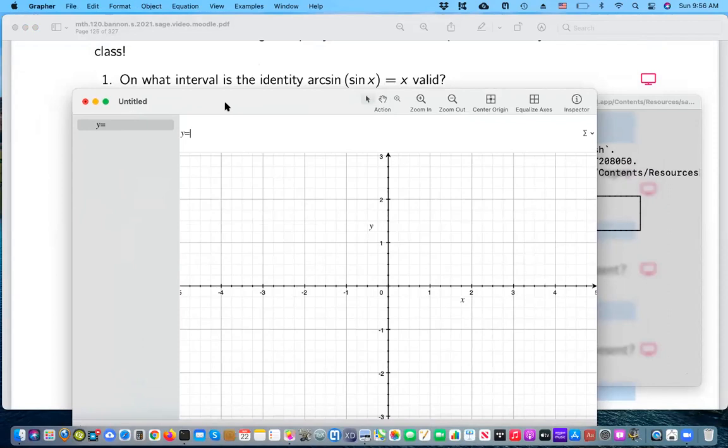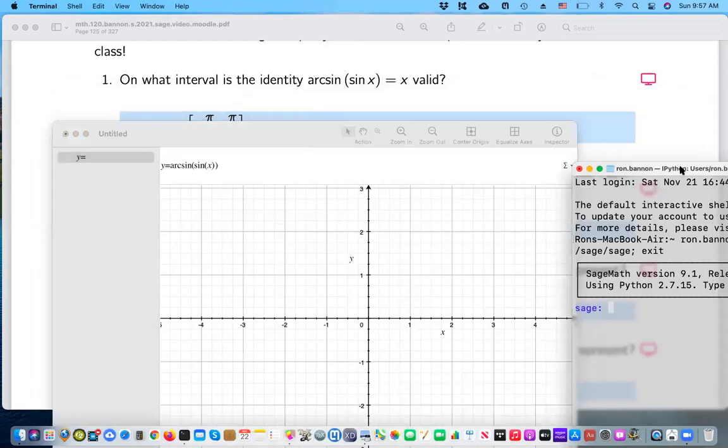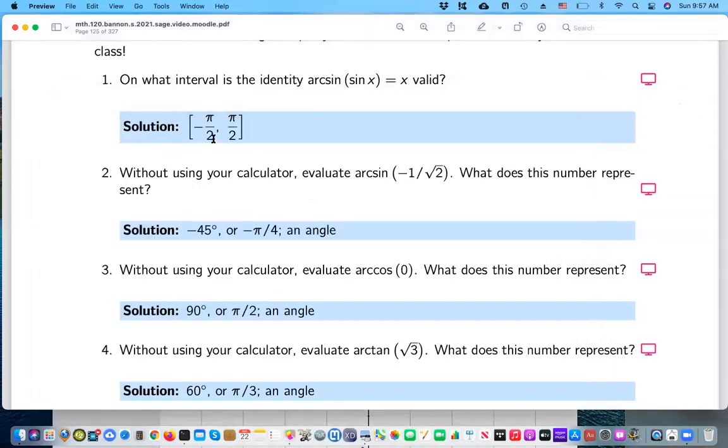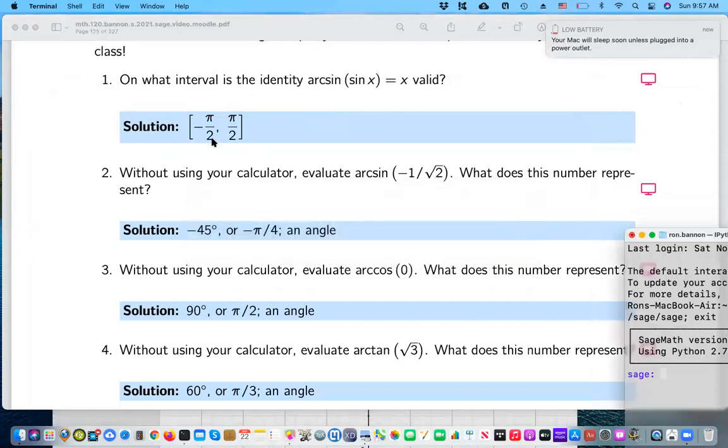I'm going to type y equals arc sine of the sine of x. Now remember what we said about this. Let me get rid of Sage for a second. We said this is only valid between minus pi over 2 and pi over 2. All right. Now, someone says, what do you mean by that?